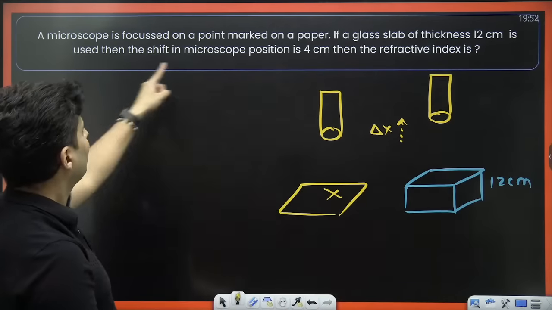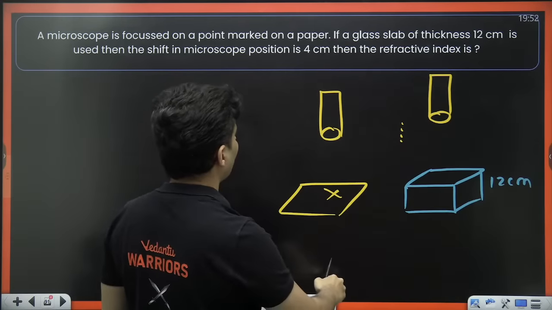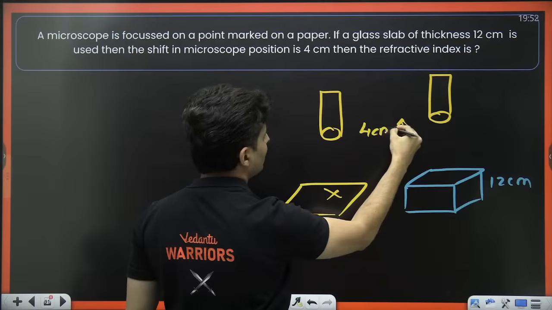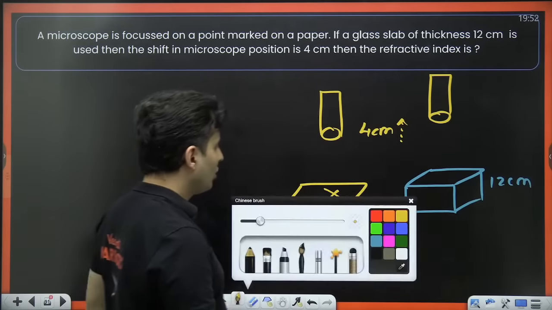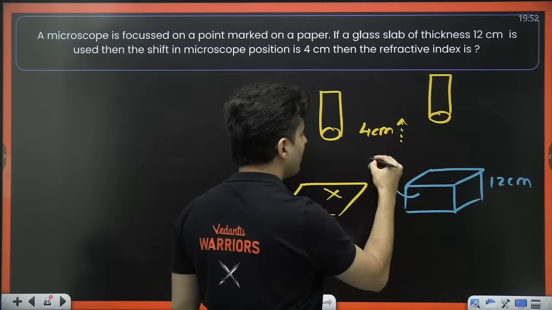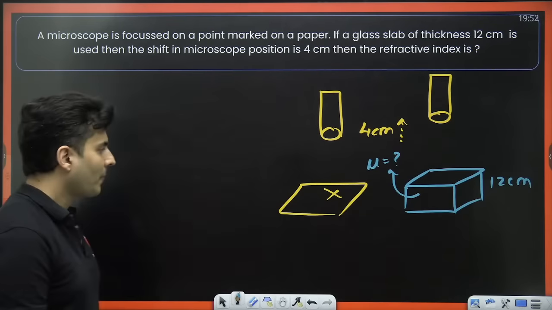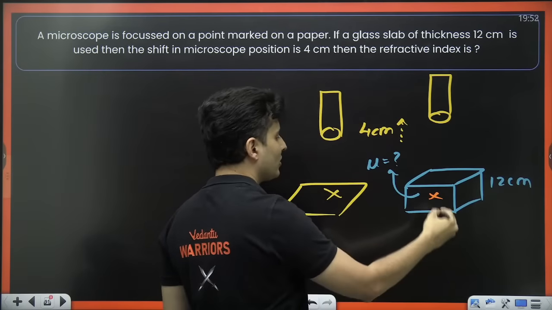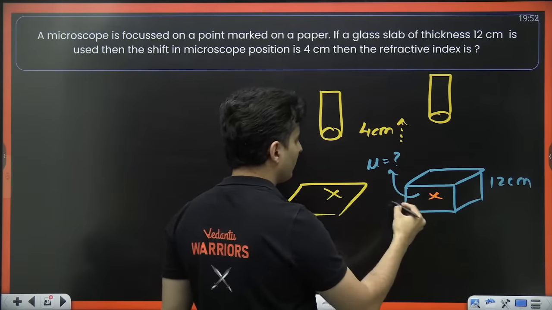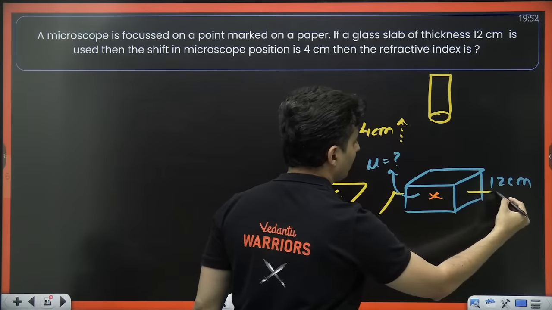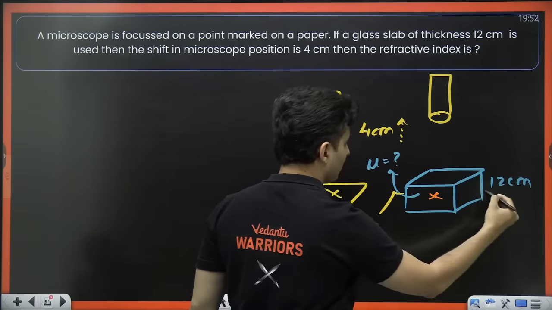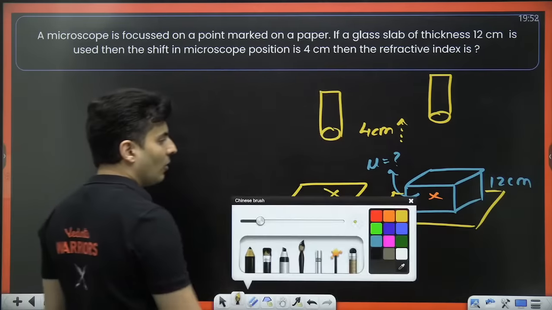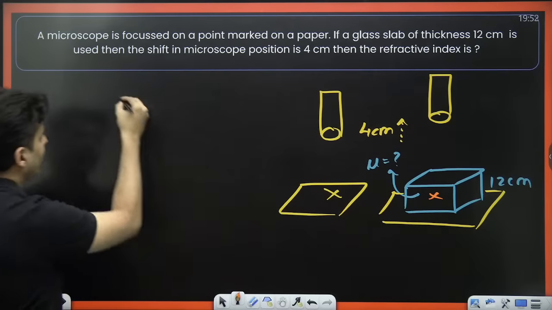The question is, if that microscope shift distance is 4 centimeters, you have shifted the microscope by 4 centimeters, what is the refractive index of the glass slab? Because now the marking will also appear somewhere else on that piece of paper. It will appear slightly at a different place. So here, just use the shift formula, you will get the answer.